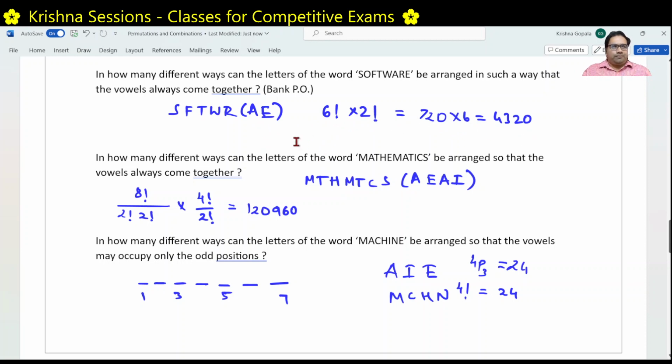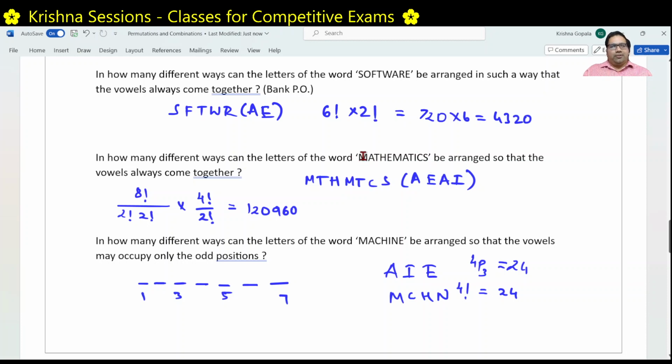This is the same problem. In how many different ways can the letters of the word mathematics be arranged so that vowels always come together? This is a little tricky because here vowels are also repeating, A is repeating, and even consonants are also repeating. Right, M is repeating, T is repeating, etc.